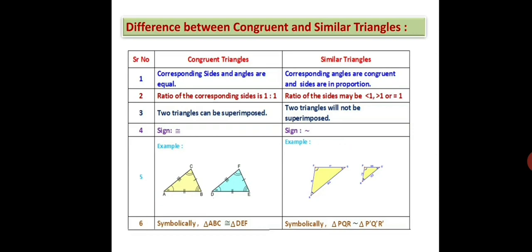Two congruent triangles can be superimposed. Here two similar triangles will not be superimposed. The sign is shown in the slide. Here also the sign is shown in the slide. Two triangles are congruent; their parts are shown with identical marks. Here angles are shown with identical marks since those are congruent, but side measurements are given. Symbolically, we can write triangle ABC congruent with triangle DEF, and here symbolically triangle PQR similar with triangle P dash Q dash R dash. So these distinguishing points you must consider properly and prepare them well.